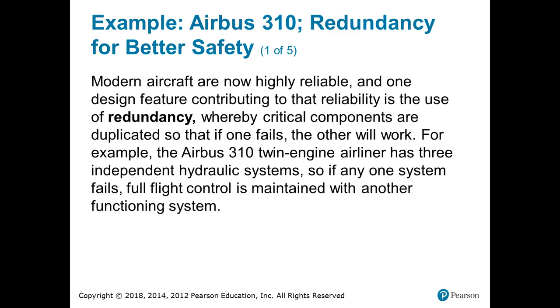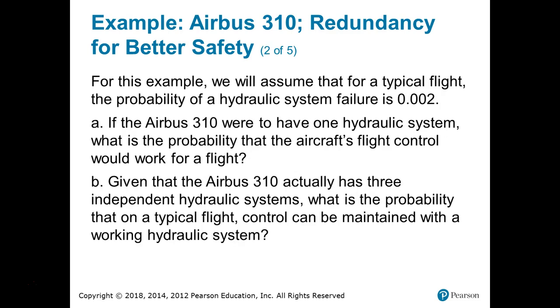Anyway, so modern aircrafts are highly reliable, and one of the reasons for that is that they use redundancy with safety features. Whereas, you'll have 2 engines on a plane instead of just one. So if one fails, the other will work. So for example, the Airbus 310, which is a type of aircraft, has 3 independent hydraulic systems. So if any one of them fails, they can maintain full control with the other ones as well. So we will assume that for a typical flight, the probability of a single hydraulic system failure is 0.002.